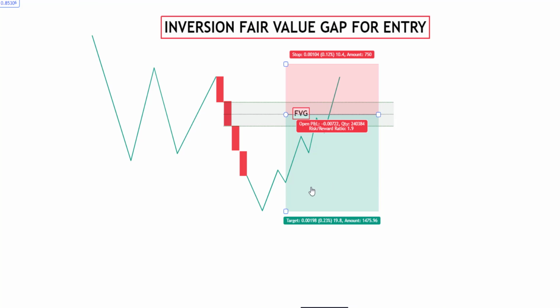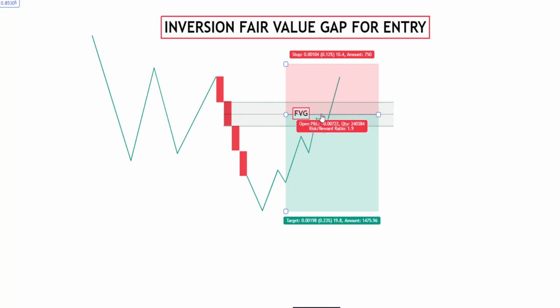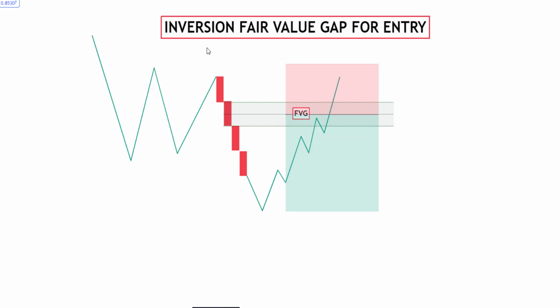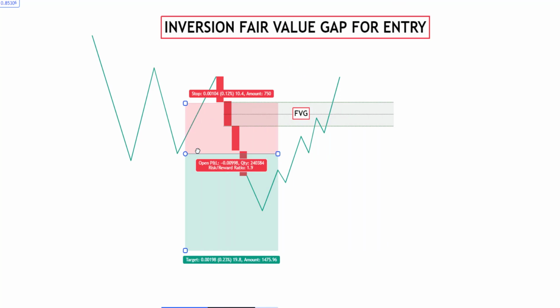So in a situation where this fair value gap failed, we can use it for our own advantage. When I saw this lesson from ICT, I almost said this is like revenge trading. All right. If a fair value gap fails, we can use it for our own advantage. It is called inversion fair value gap. Now, seeing that this particular fair value gap has failed to reject price, we can use it as a support level to go bullish. All right.